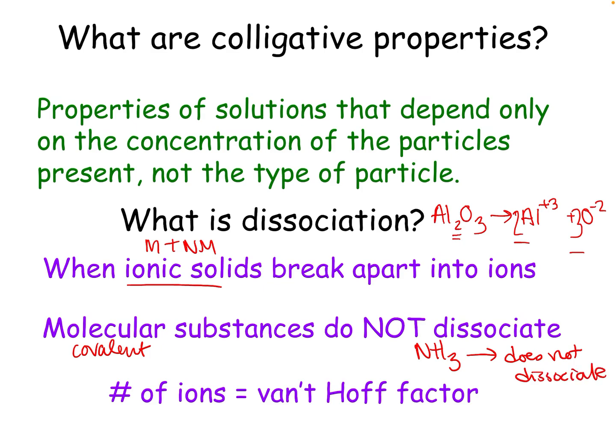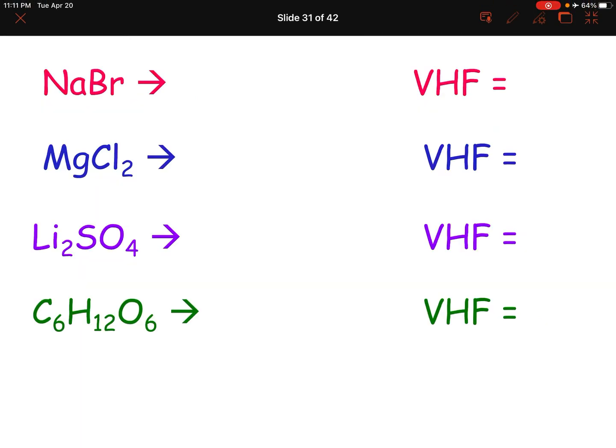Now, when you count up the number of ions it breaks apart into, that's something we call the Van't Hoff factor. And that Van't Hoff factor is simply a number, there's no units, and that helps us figure out who's going to raise the boiling point the most and lower the freezing point the most a little bit later.